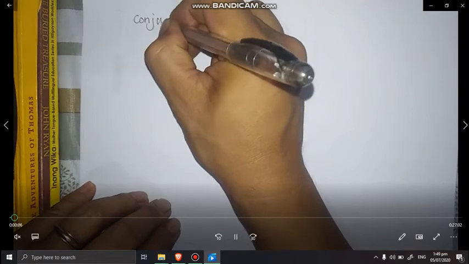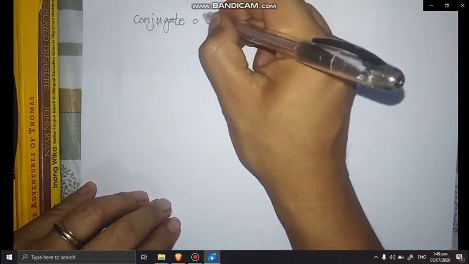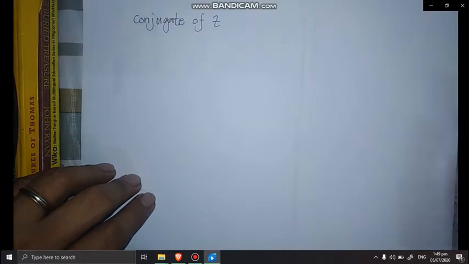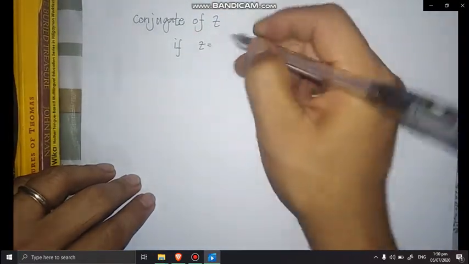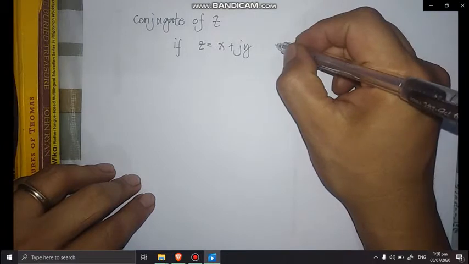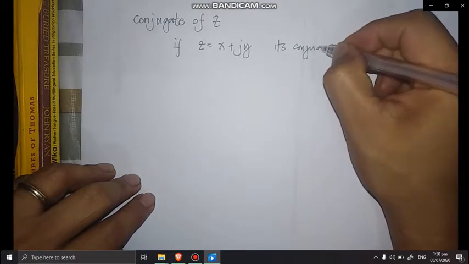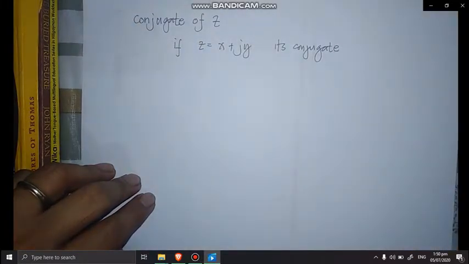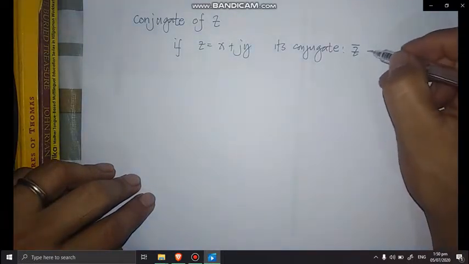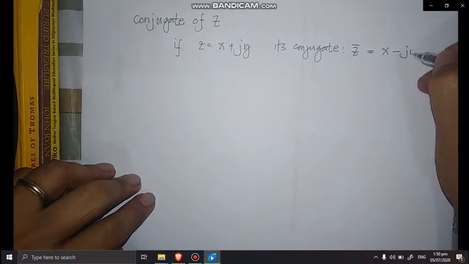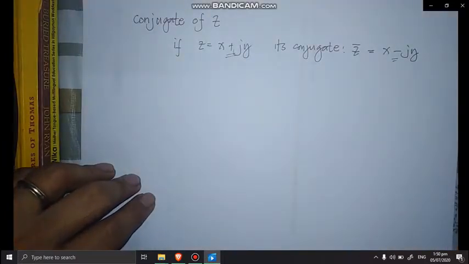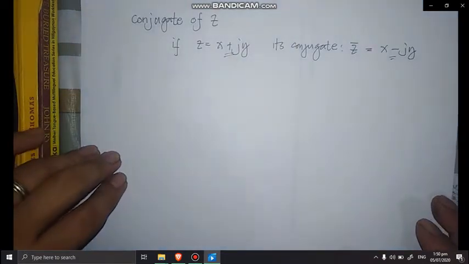Okay, our next topic is the conjugate of your complex number z. Take note, the conjugate of complex number z is denoted by z bar. Now, if z is equal to x plus jy, what will happen to its conjugate? Its conjugate, denoted as z bar, or what we call z complement, is equivalent to x minus jy. Take note, the sign changes from positive to negative. So to take the conjugate, you have to negate the imaginary value of your complex number.